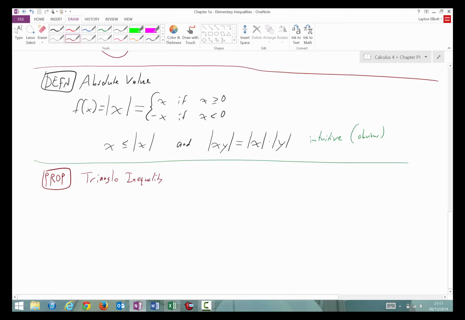You're going to use this on the homework a bit in different kinds of proof. The triangle inequality states if x and y are both elements of the real numbers. And that's exactly what this means. X and y are both elements of the real numbers. This symbol here means elements of, or contained in. They're both real numbers.